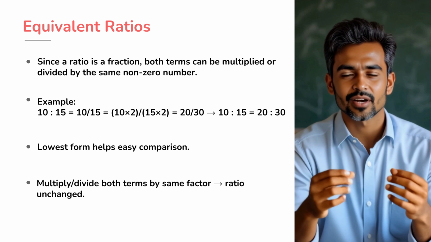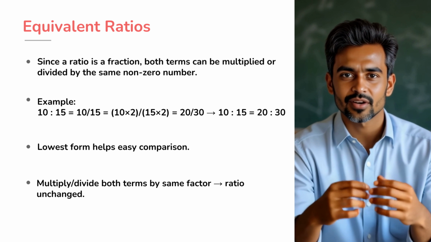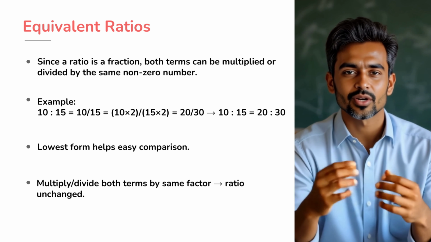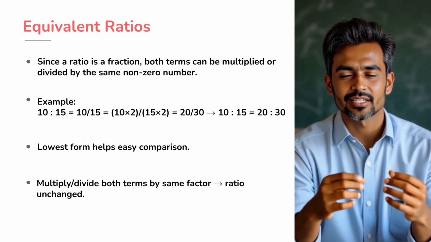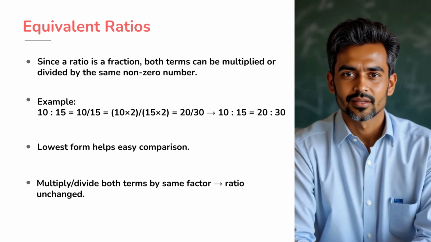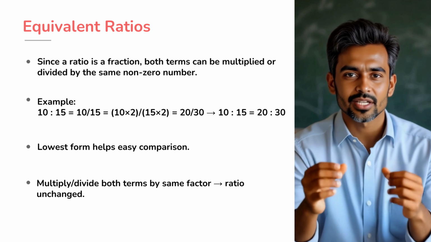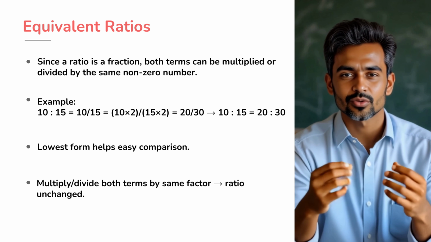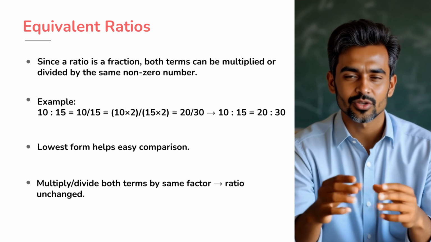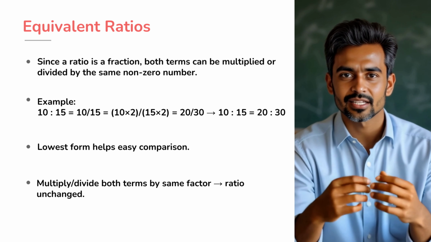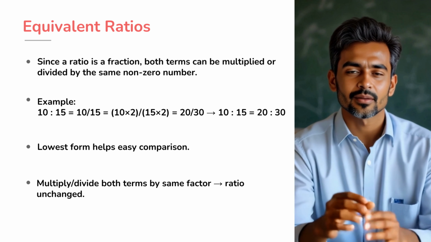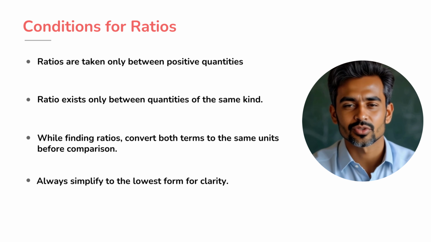Ratios behave just like fractions. You can multiply or divide both terms by the same non-zero number and the ratio stays the same. For example, 10 colon 15 equals 10 divided by 15. Multiply both numerator and denominator by 2, you get 20 divided by 30 or 20 colon 30. Same ratio. Similarly, simplify 10 colon 15 by dividing by 5, you get 2 colon 3. So the idea is, ratios can be scaled up or scaled down, just like zooming in or out of a picture.